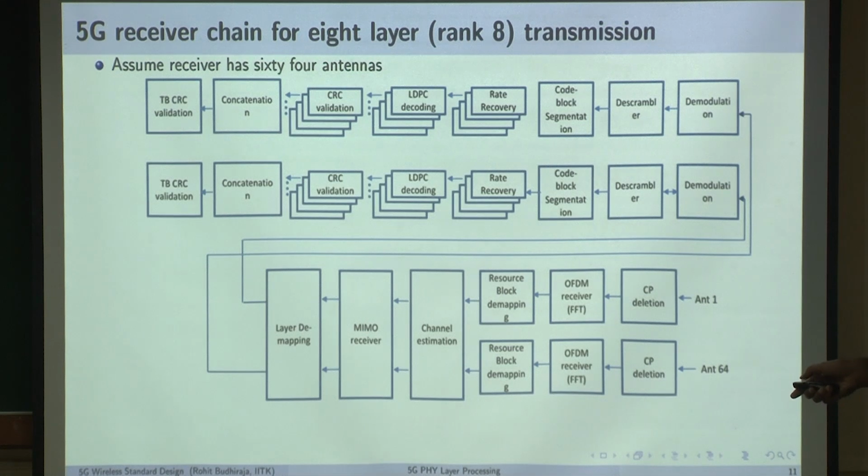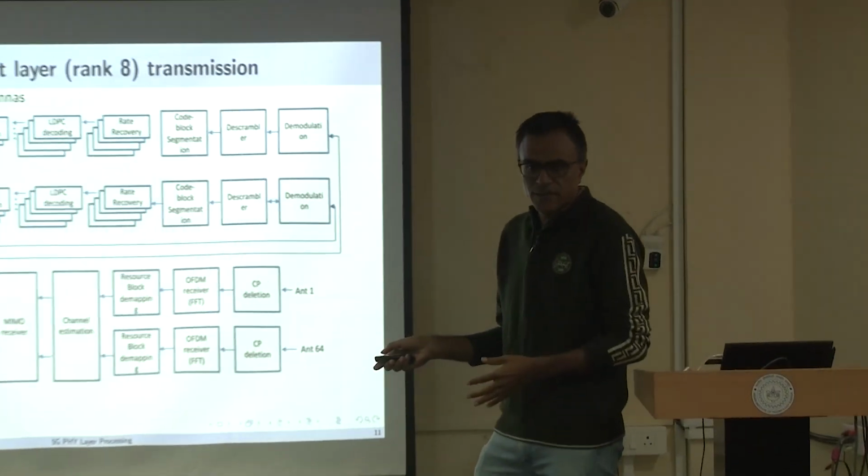You will have this MIMO receiver, whether an SVD receiver or a zero forcing receiver, correct? Once you do H inverse or H tilde inverse, you are going to get back 8 layers. So that receiver design is done for 8 layers. Then you know what needs to be done after that. You need to demap those 8 layers into how many transport blocks? 2. Correct? Because that's how you created those 8 layers.